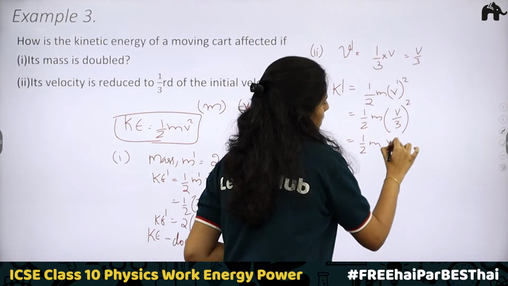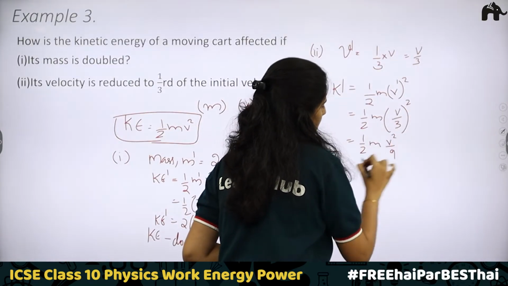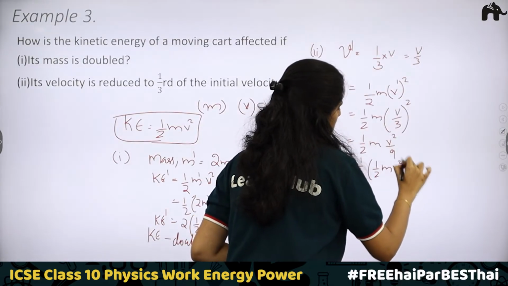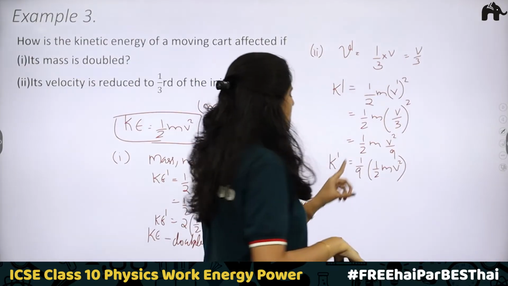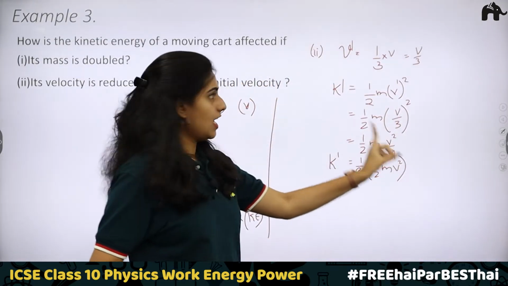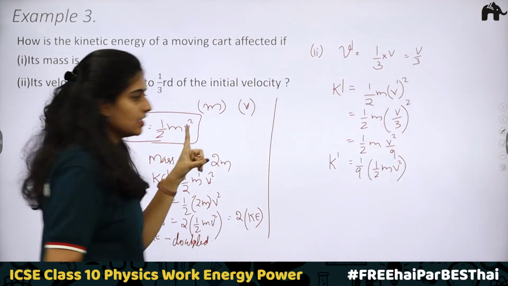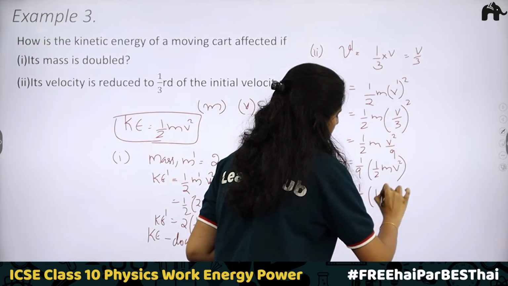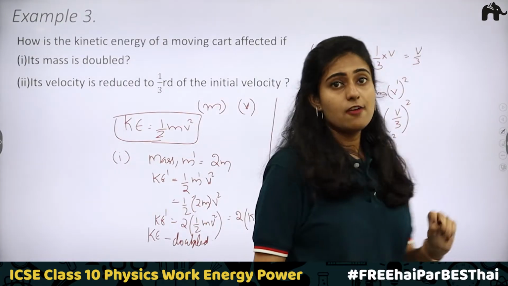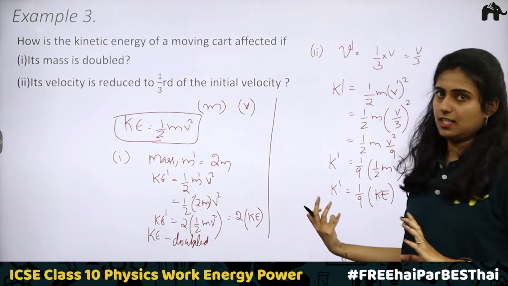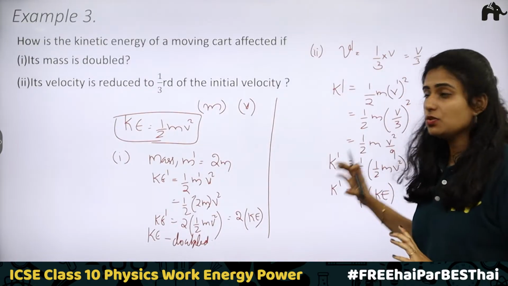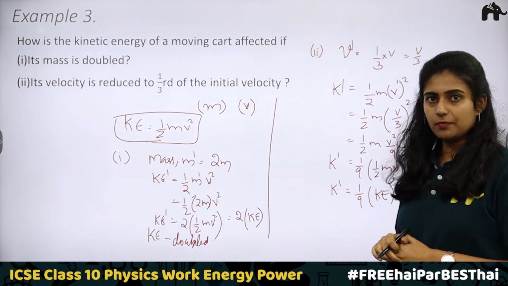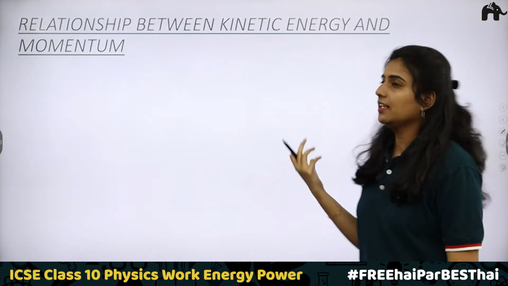Half m v square divided by 3 square, which is 9. Okay, I am taking out this 1/9, then the remaining is half m v square. Kinetic energy K dash is 1/9 times half mv square. Half mv square is the original kinetic energy. Okay, so K dash will be 1/9 times the original kinetic energy. That is, kinetic energy is reduced to 1/9 times. Fine. Okay, next let's see what's the relationship between kinetic energy and momentum.